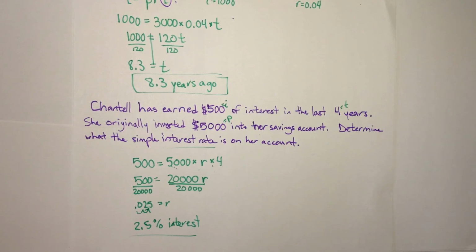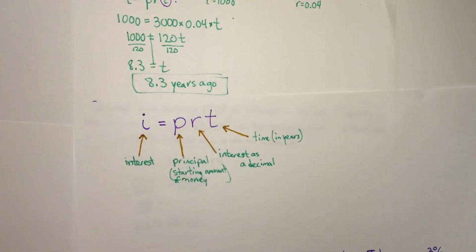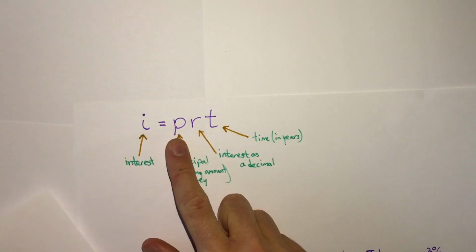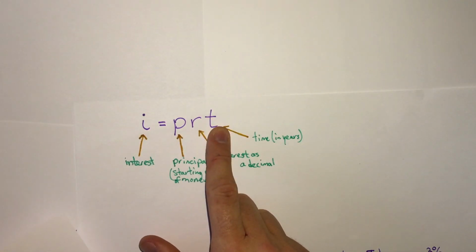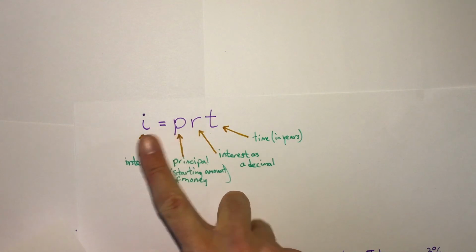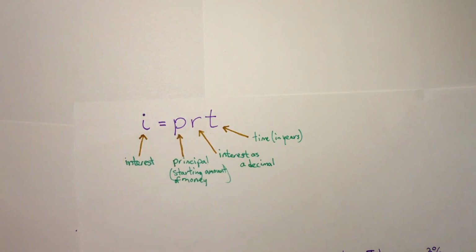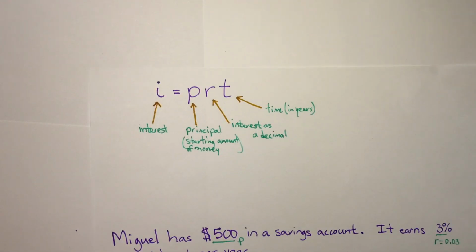So with all of these, we can see that if we use this equation, I equals P times R times T, we just need to find out what are the parts we know and then solve for the part we don't know. So now, try the practice assignment to try some problems like this, and then you can do the assessment.